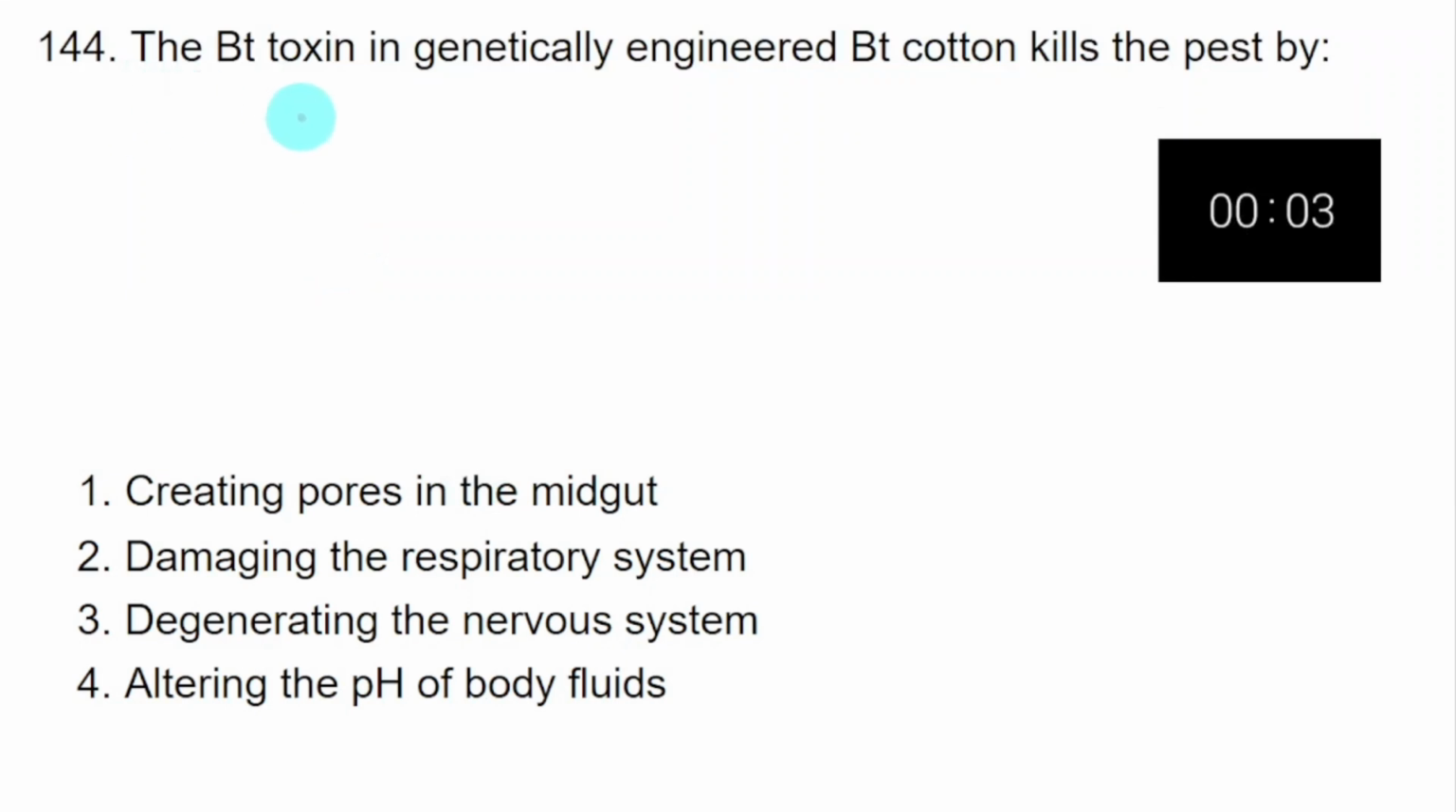The Bt toxin in genetically engineered Bt cotton kills the pest by creating pores in the midgut. Correct. The first option is the right answer.